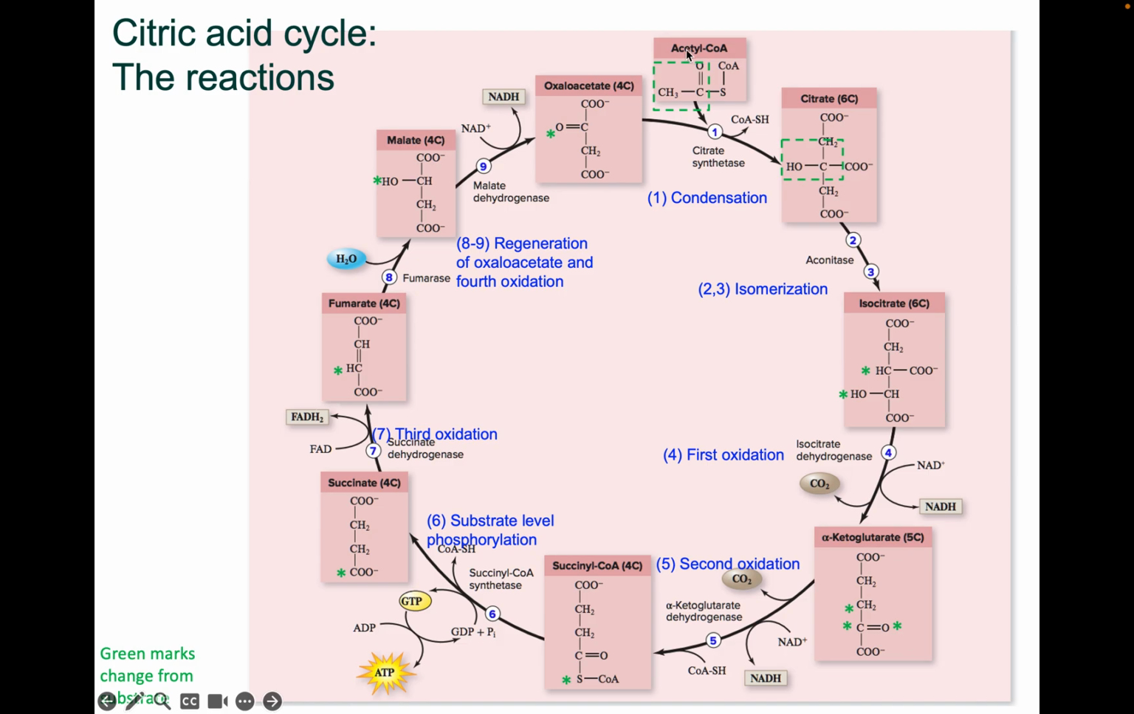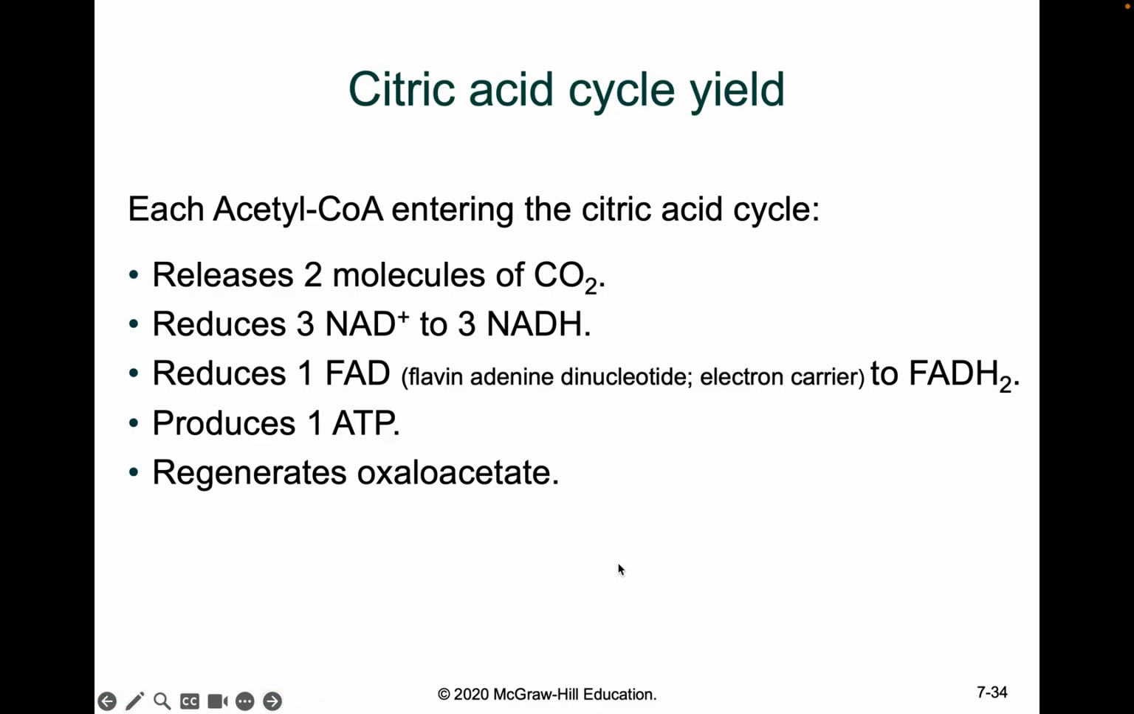And this is from one acetyl-CoA coming from one pyruvate. So imagine from two pyruvates, you're going to get double of this. So you always remember that. So each acetyl-CoA entering the citric acid cycle gives you two molecules of CO2, three NADHs, one FADH2, one ATP, and regenerates oxaloacetate. So that's the yield of the citric acid cycle.